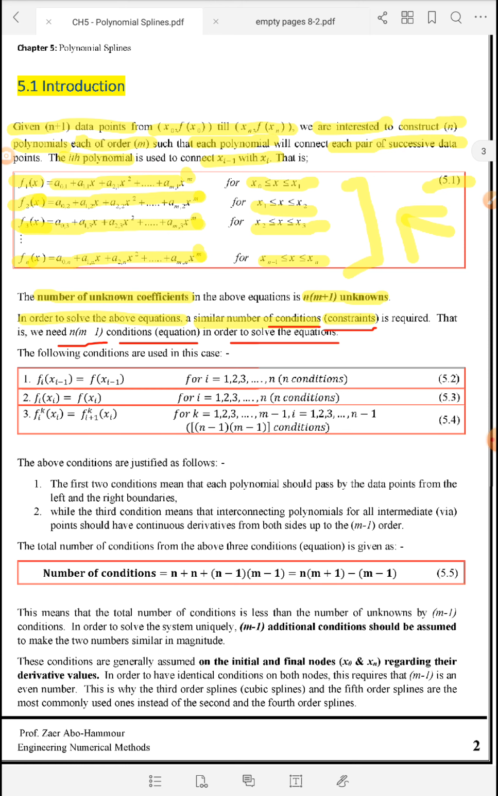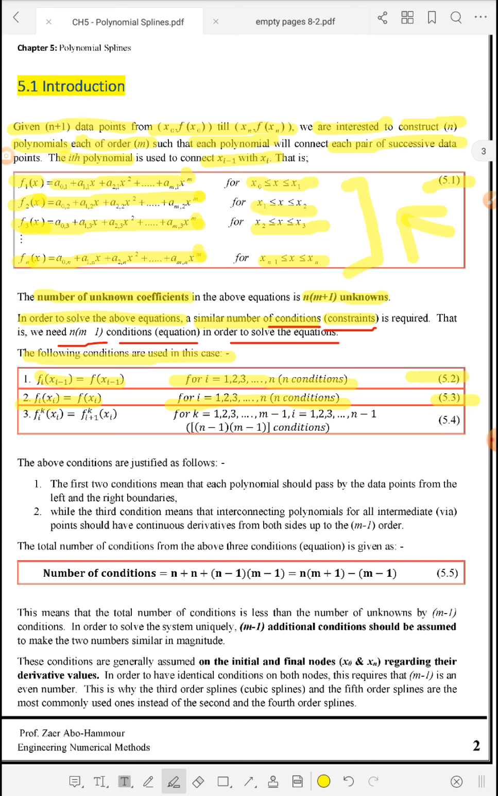So if we go back to our conditions, this is what I mentioned. Fi at the node xi minus 1 will be f of xi minus 1, and this is for all of the polynomials, so we'll generate n conditions. And fi at the right node xi is equal to f of xi, and this is generated for all i's from 1 to n, and this means that we have generated 2n conditions according to equations 5.2 and 5.3. If we add n plus n, there will be 2n. Okay, now we will switch to another set of conditions.